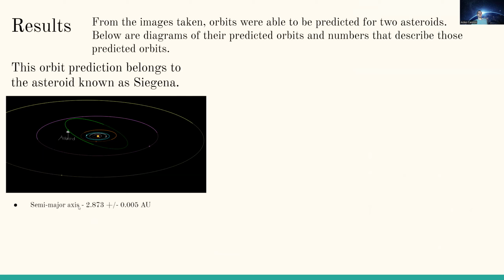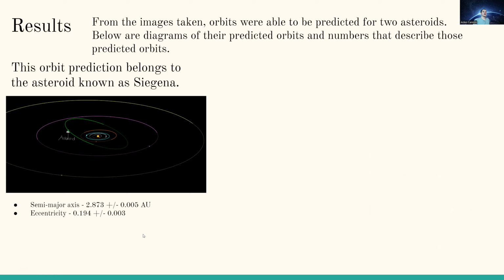The semi-major axis predicted here: take the closest approach and the furthest approach from the body it's orbiting, take the average of that, and that's the semi-major axis. It's a good one-number way to get an idea of the size of the orbit. We got about 2.873 astronomical units, plus or minus about 5 thousandths.